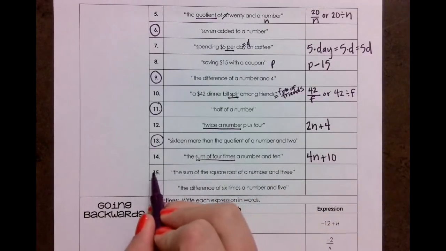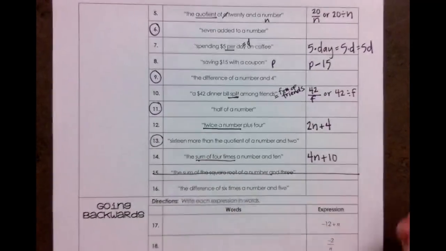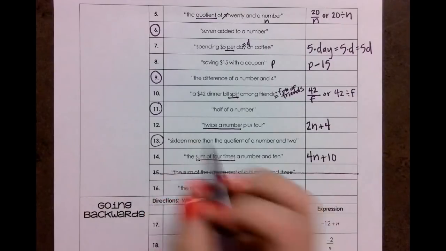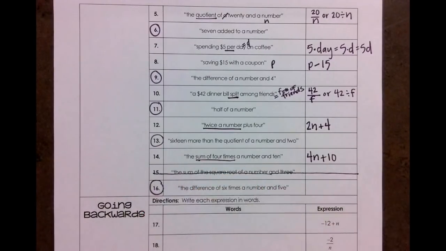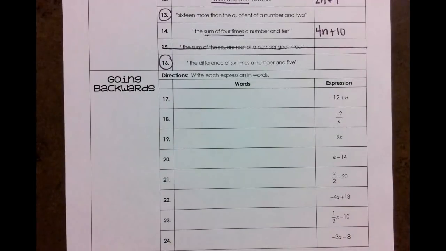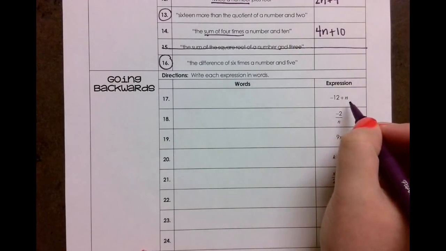I want you to go ahead and skip number 15. Cross it out. We're not going to be doing that one. And I want you to give number 16 a try. Now, let's go backwards. What happens if we're given an expression and they want us to put it into words? Well, we're just going to use our keyword sheet. And it looks like here I've got -12 and n.